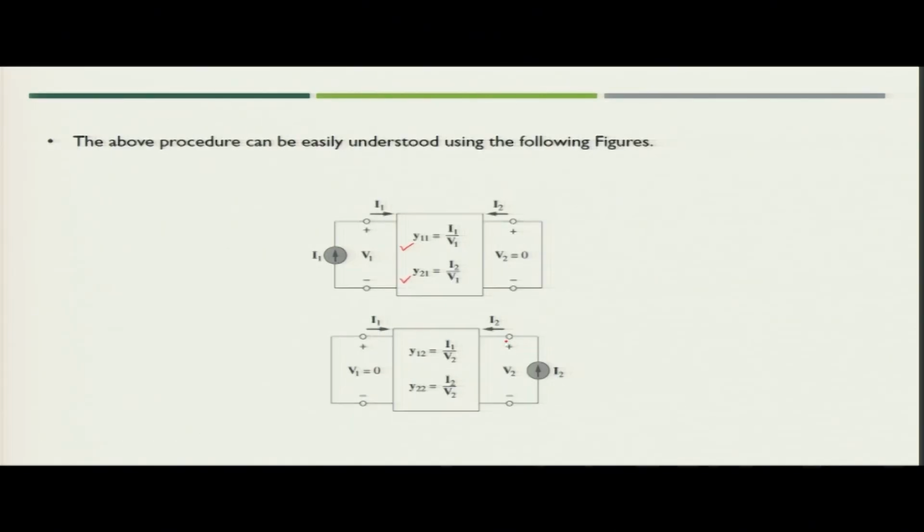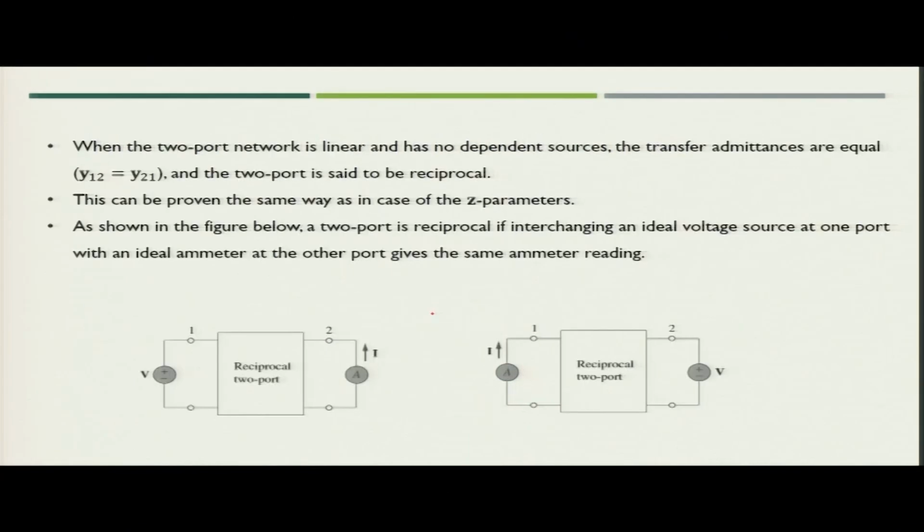Similarly, if you connect a current source at the output port and short circuit the input port, V1 will become 0 now. So, you will get the values of Y12 and Y22. Y12 will be I1 upon V2 and Y22 will become I2 upon V2. So, these two figures summarize how you will find out the values of the admittance parameters.